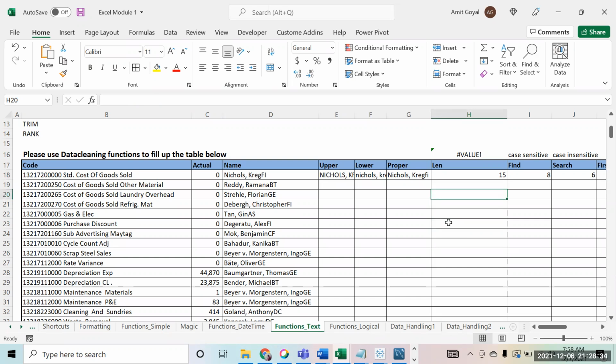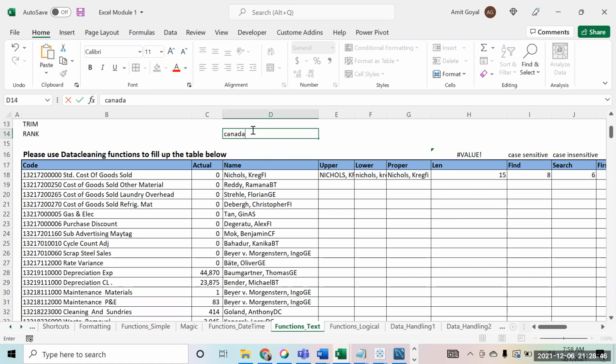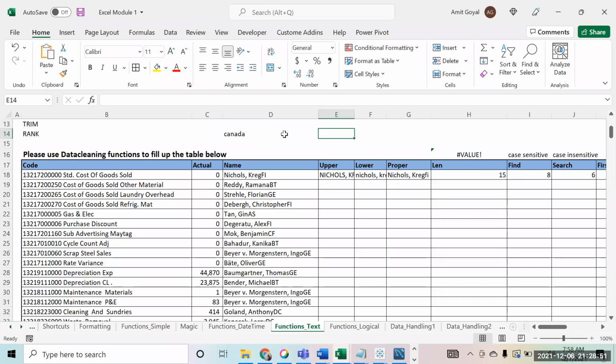Let's do this in fact. Suppose I have written Canada over here. Suppose I say you have to find the position of A, you will be able to do it. It will come as 2. That will give you the position of the first A. But if I want to find the position of the second A, how will you do that? We have to use the start number.